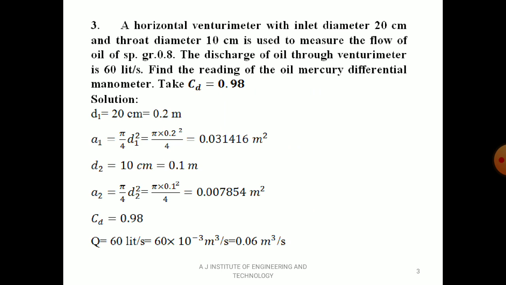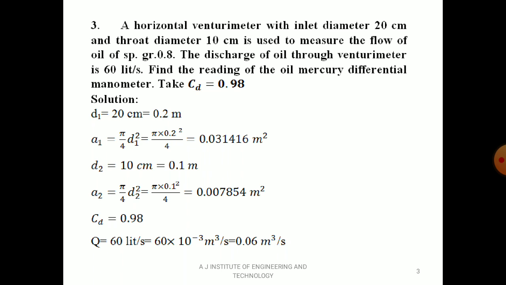So third problem: a horizontal venturi meter with inlet diameter 20 cm and throat diameter 10 cm is used to measure the flow of oil of specific gravity 0.8. The discharge of oil through the venturi meter is 60 liter per second. Find the reading of the oil mercury differential manometer. Take CD, that is coefficient of discharge, equal to 0.98.